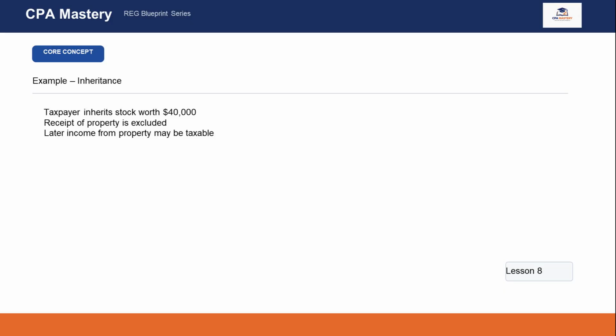The inheritance itself is generally excluded, but income generated after the inheritance is received may still be taxable under the normal rules. Here is a classic CPA exam comparison. Suppose an employer gives an employee $5,000 at year-end, and a parent separately gives a child $5,000. The tax treatment may be completely different even though the dollar amounts are the same.